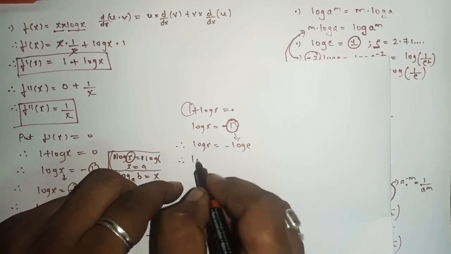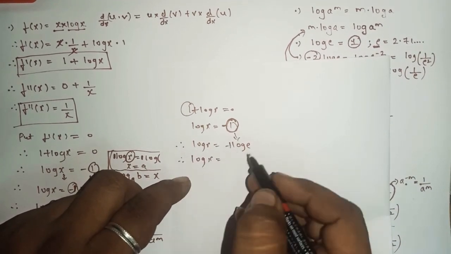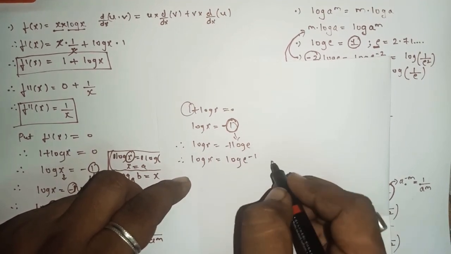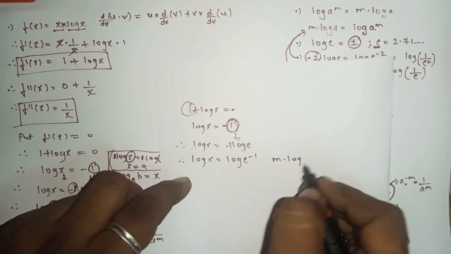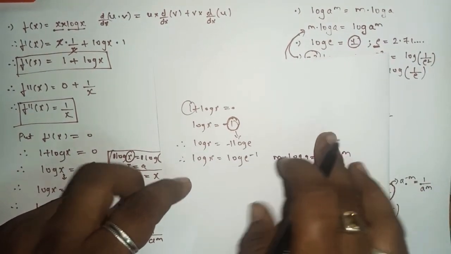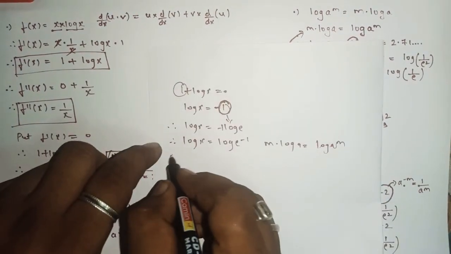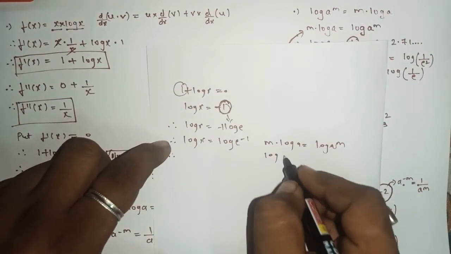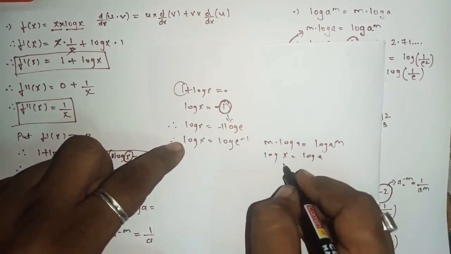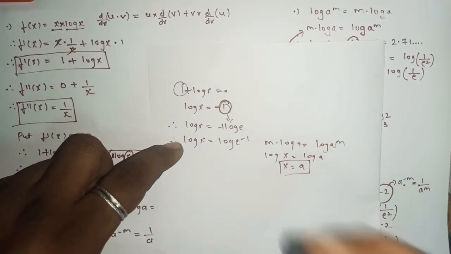So further, this minus log e, here nothing is there, so we can write it as 1. So this we can write as log e raised to minus 1, using the formula m into log a, that is log a raised to m. Yes or no? I explained all this just now. After this, using the formula log something equals log something, taking anti-log on both sides, you will come to the conclusion that x equals a.